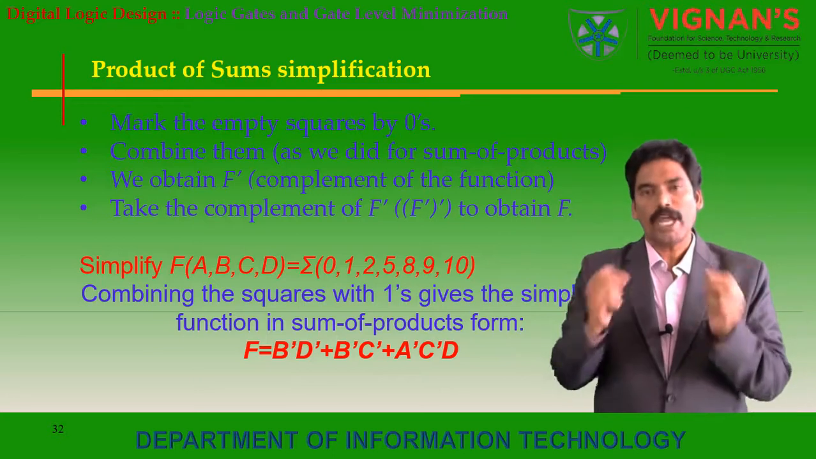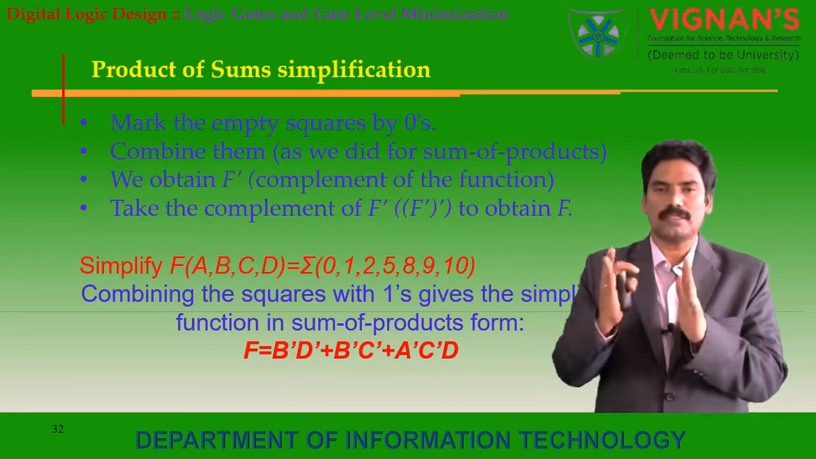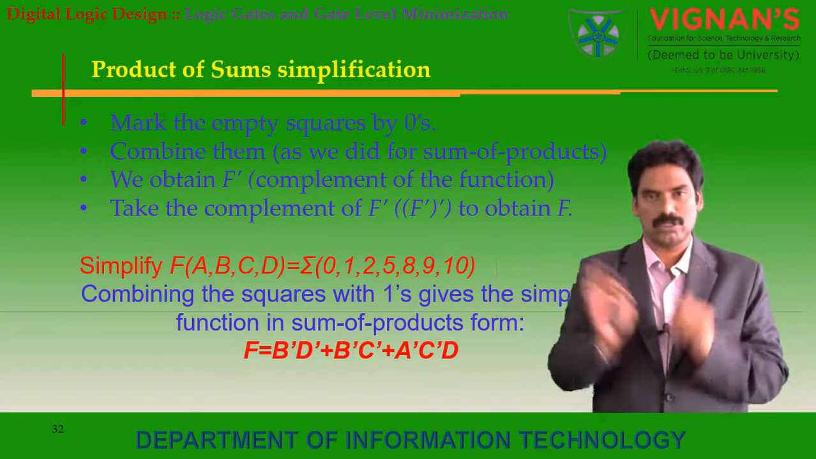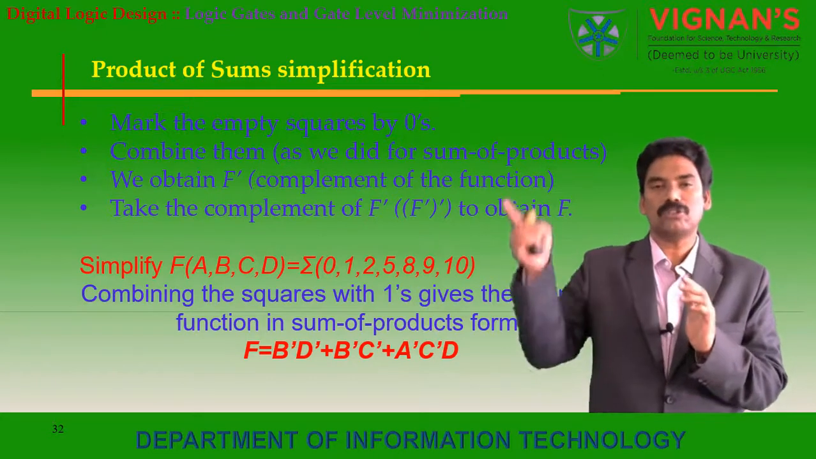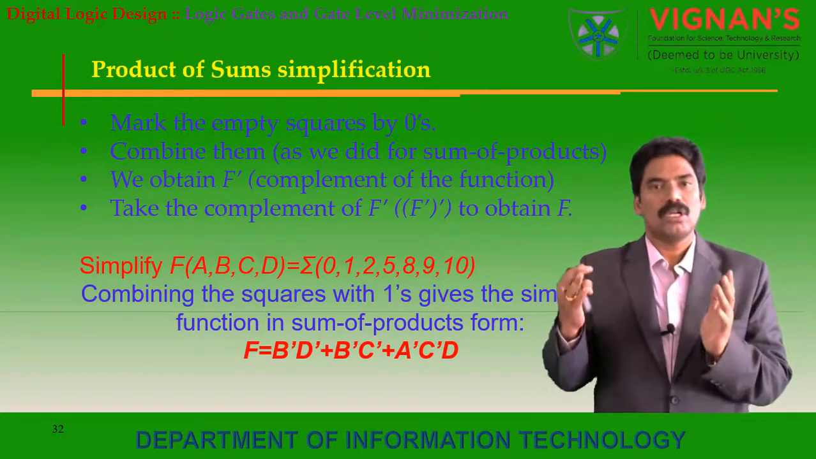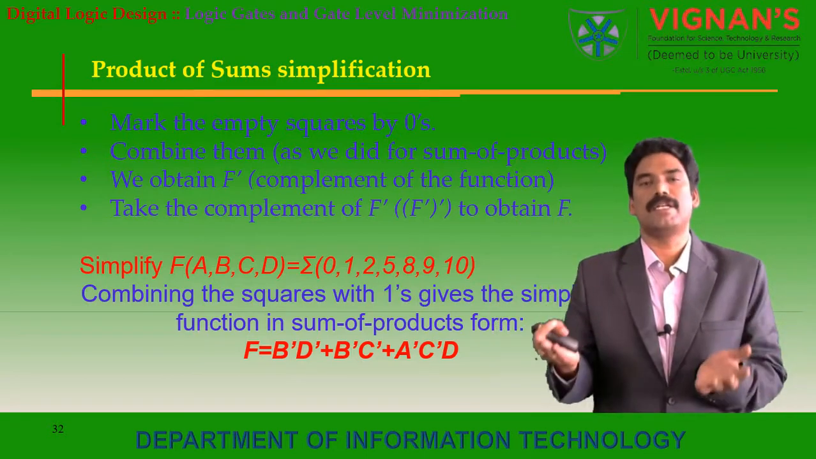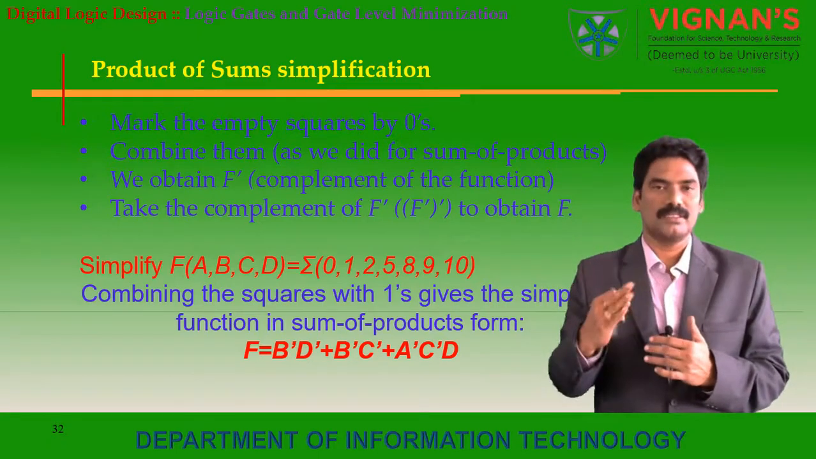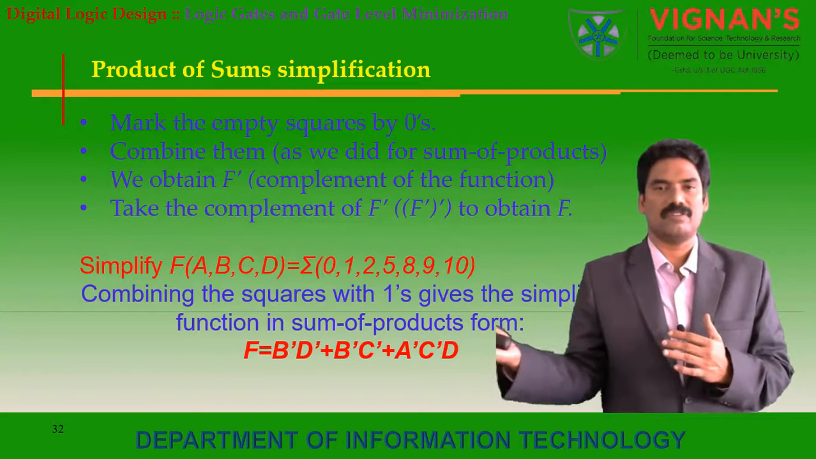So what do we have to do now? We have already marked the ones. For the remaining empty squares, fill in zeros. Then combine them. By grouping we get f complement, the complement of the function. Taking the complement of that f complement, we will get f.